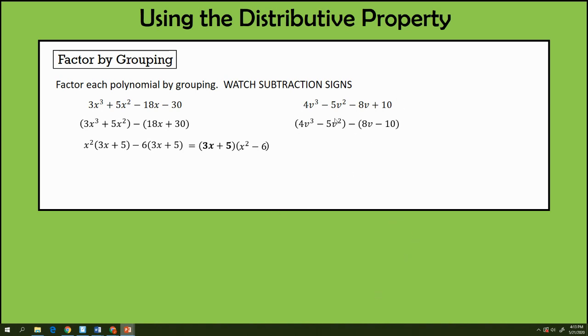Factor the first two. What are we going to pull out? A v squared. That would leave us with 4v minus 5. What can we factor out of this one? A 2. That would leave us 4v minus 5. Lo and behold, we get binomials that match perfectly. So we're going to factor those two binomials out. That common binomial gets taken out, and I'm left with v squared minus 2.